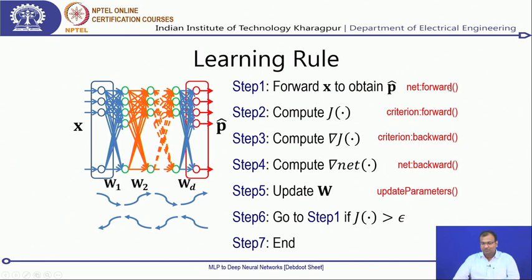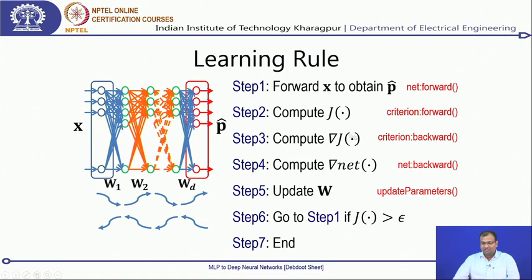So, if I am doing a net colon forward, what I need is the parameter over here, which is just this x. The output of this will obviously be p hat. Now, if I want to do a criterion colon forward, I will have to give p hat and the actual state of p, the ground truth. These two will be the input to the criterion function.